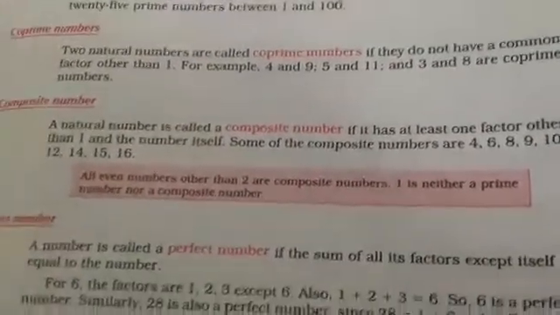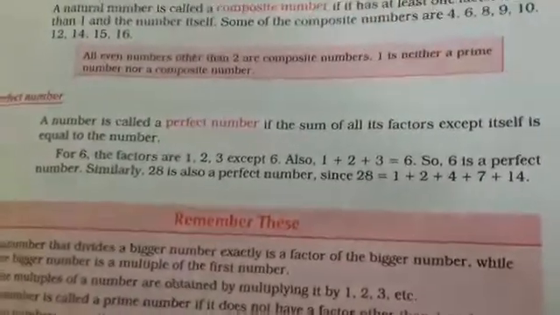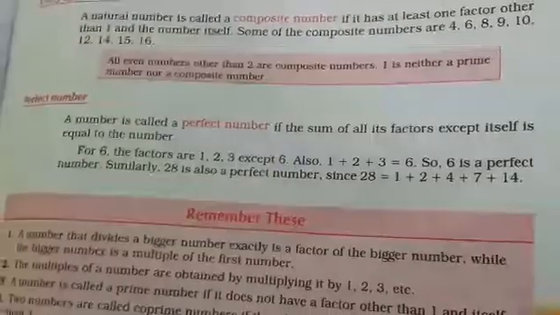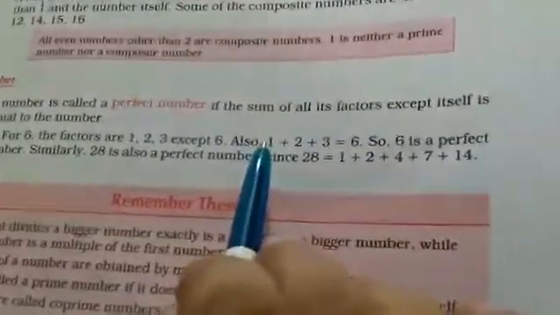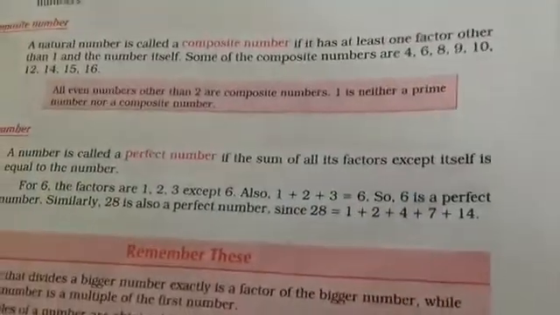Next we will see perfect numbers. A number is called a perfect number if the sum of all its factors except itself is equal to the number. For 6, the factors are 1, 2, 3 except 6. So 1 plus 2 plus 3 is equal to 6. So 6 is a perfect number.